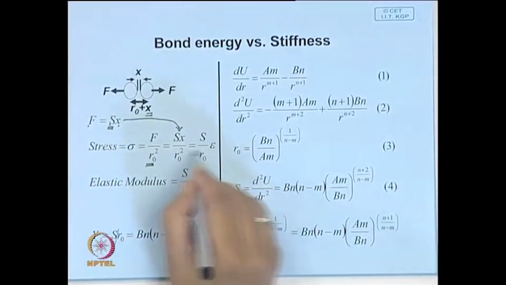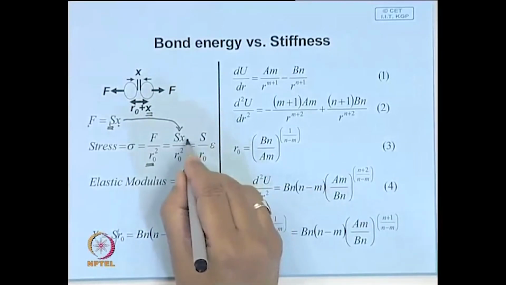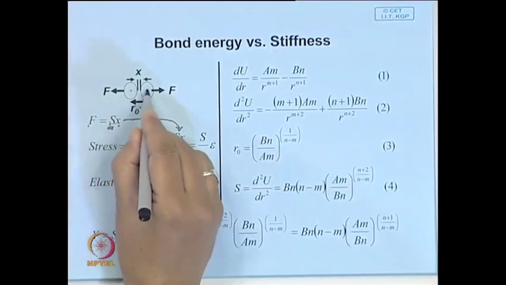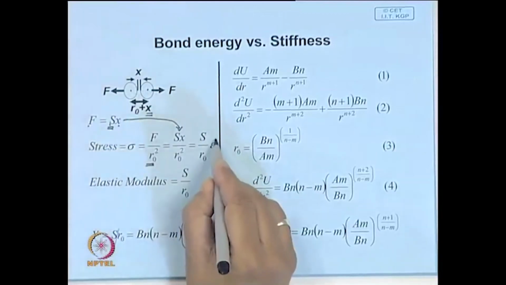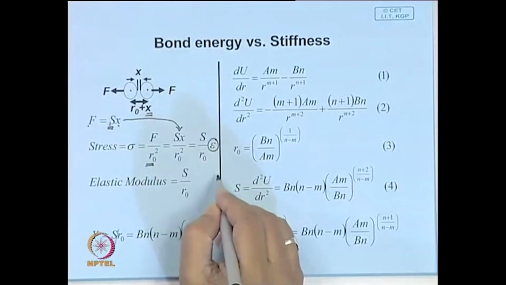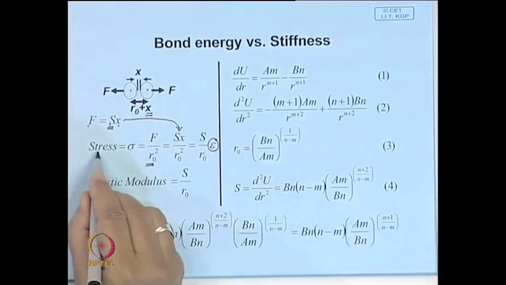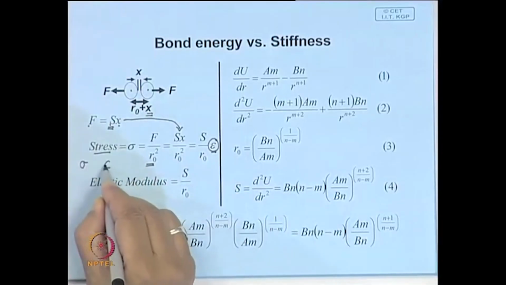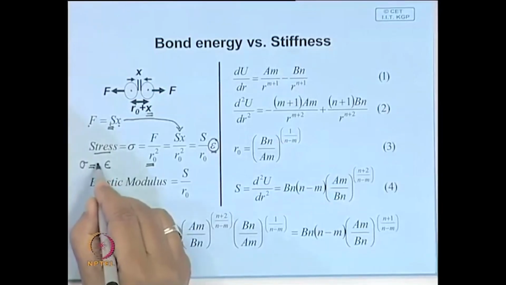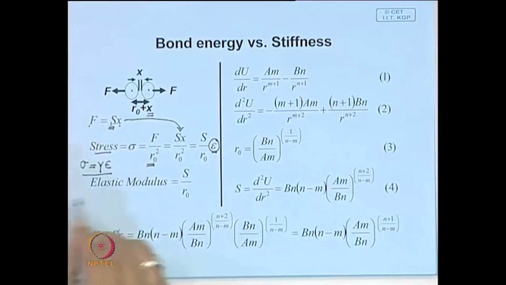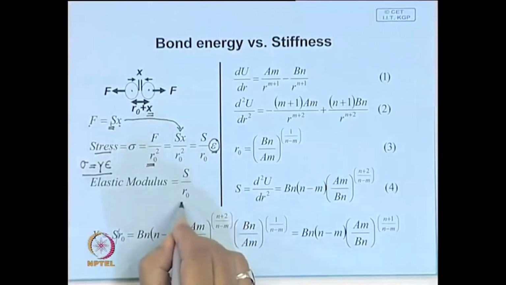and now we know that x is the displacement and r naught is the original distance between the two atoms. So, this is equal to strain. So, now we have a relationship between stress and strain. Now, we know that between stress and strain there is a proportionality constant, which is known as Young's modulus. So, therefore, what we can say is that Young's modulus is S over r naught.